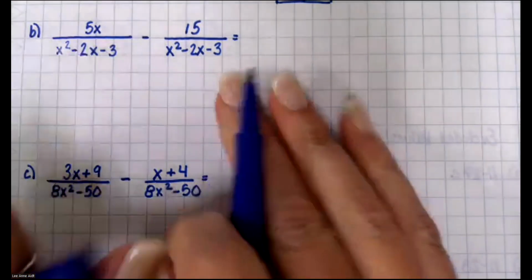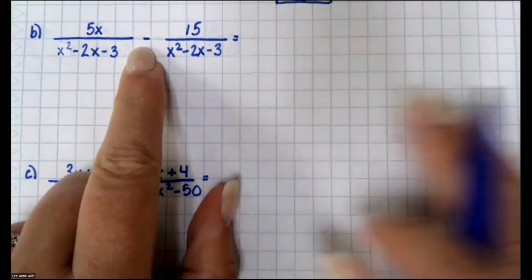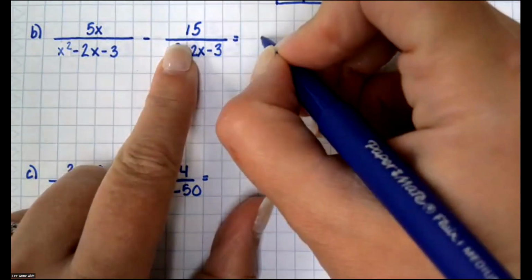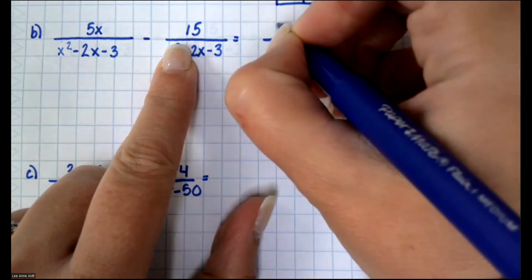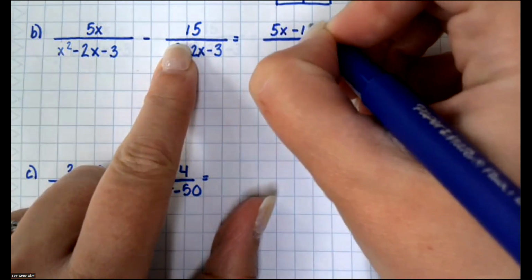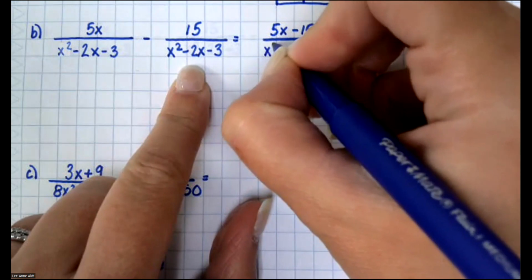So this one is relatively simple. This is a subtraction problem. So that means I'm going to subtract across the top and the bottom stays the same.